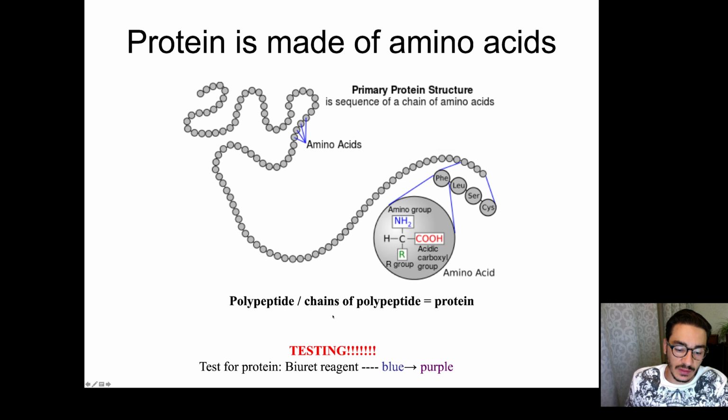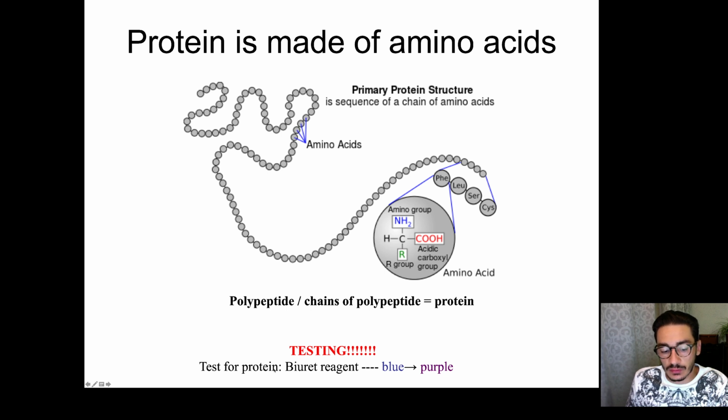And the way we're going to test this, we're going to use the biuret reagent. You have a solution, right? You add the biuret reagent, and if the solution has a protein, it's going to turn purple. If the solution has a peptide, it's going to turn pink. Or if you have a really high concentration of a peptide, it's also going to turn purple. All right. So please remember this one more time.